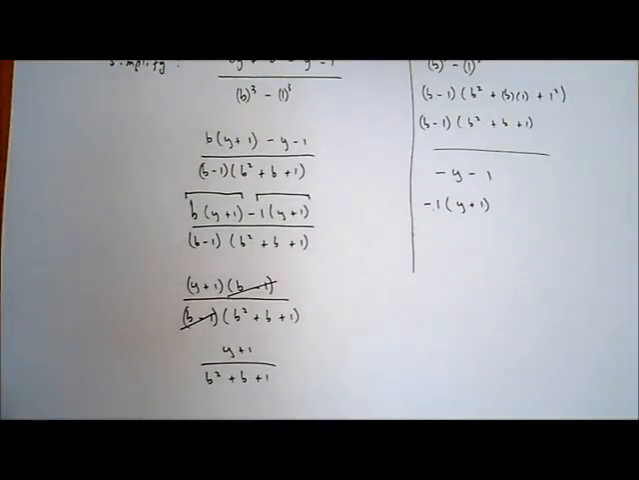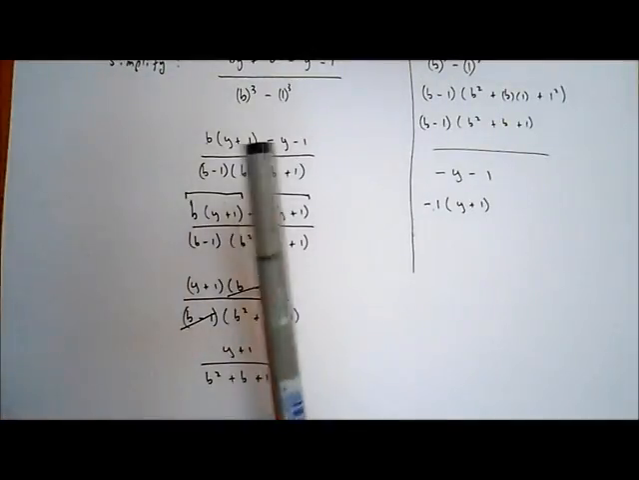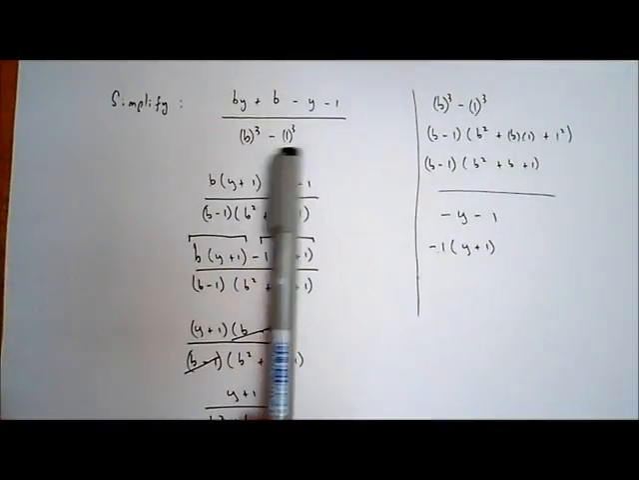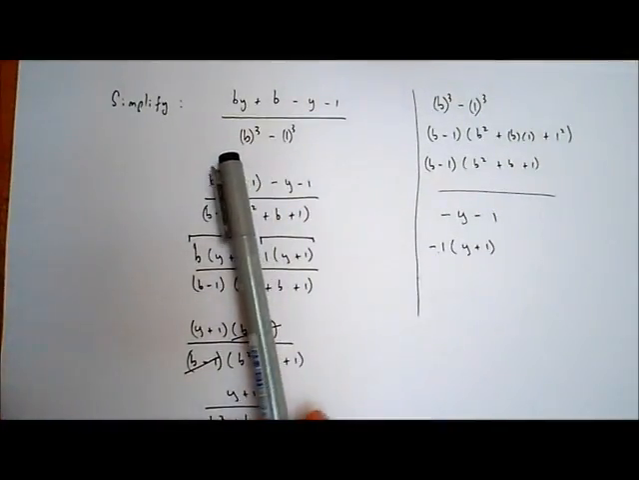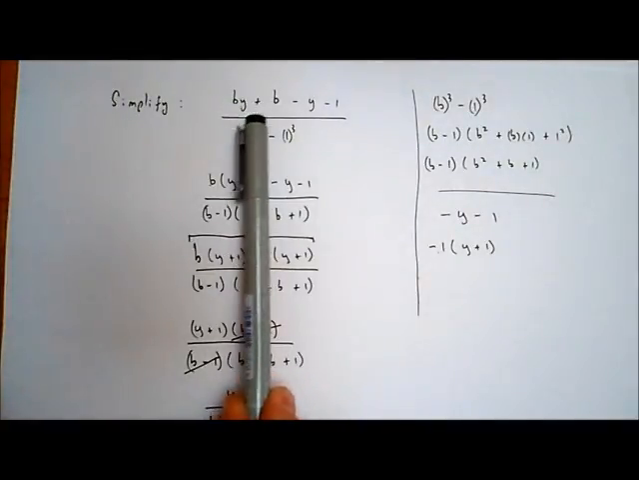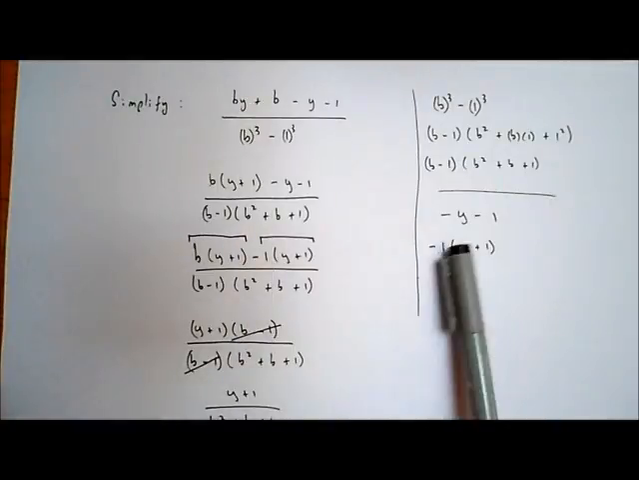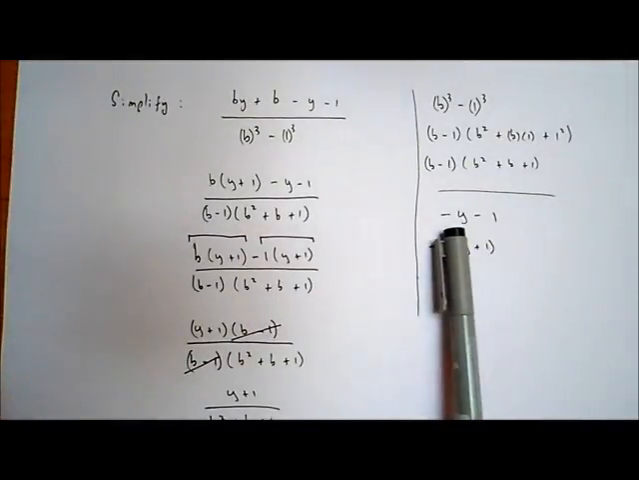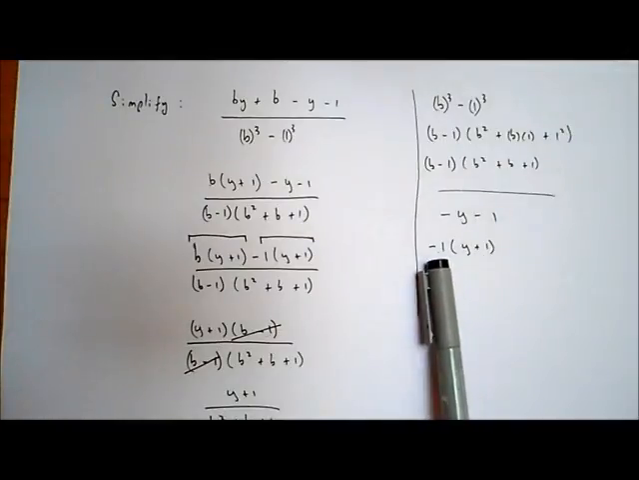So that's quite a difficult question. But what you should recognize from it is the difference of 2 cubes in the denominator, and then in the numerator we can factorize out b. So they're the two things that you should recognize straight away. And then just this little trick over here might come in handy in some other questions. Minus y minus 1 is the same as minus 1 times y plus 1.